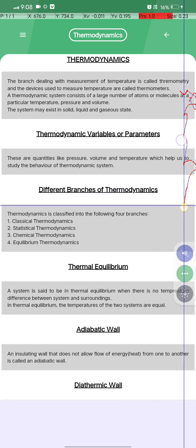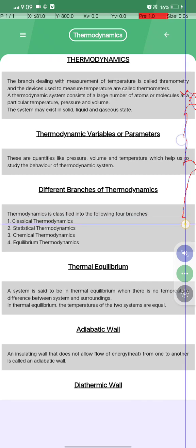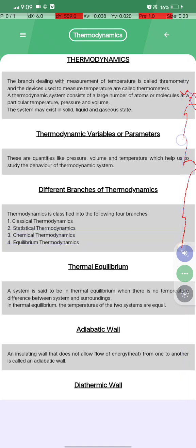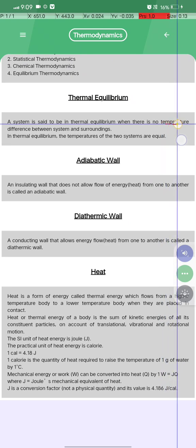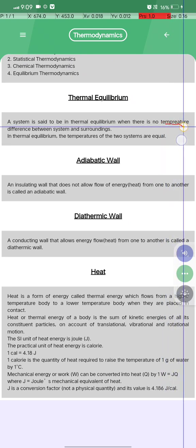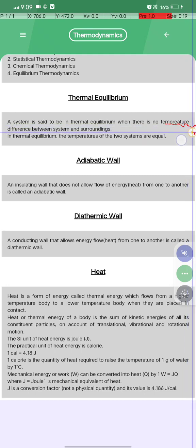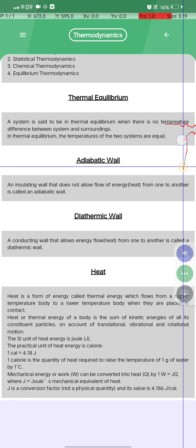Different branches of thermodynamics. Thermodynamics is classified into four branches: classical thermodynamics, statistical thermodynamics, chemical thermodynamics, and equilibrium thermodynamics. Thermal equilibrium क्या होता है? A system is said to be in thermal equilibrium when there is no temperature difference between the system and the surrounding. In thermal equilibrium, the temperatures of the systems are equal.